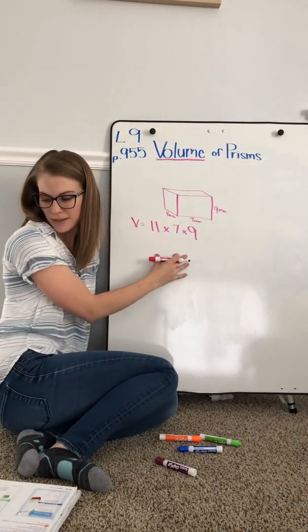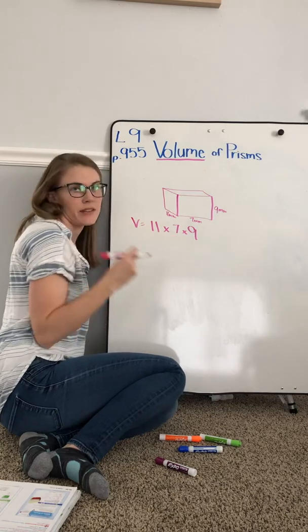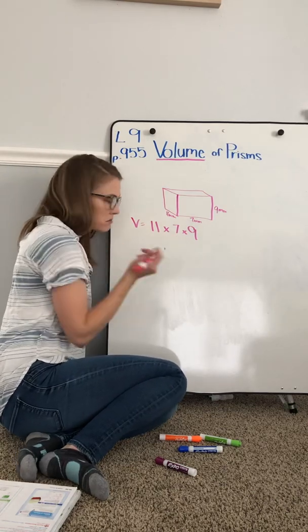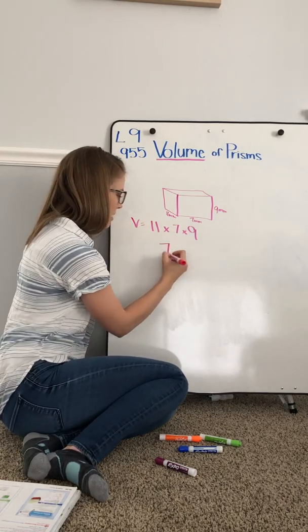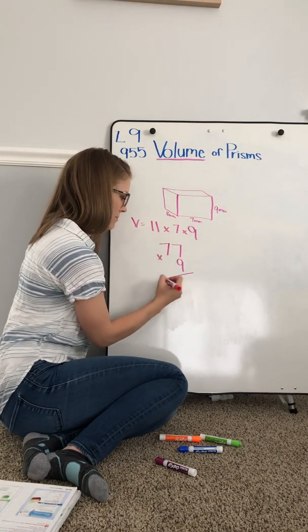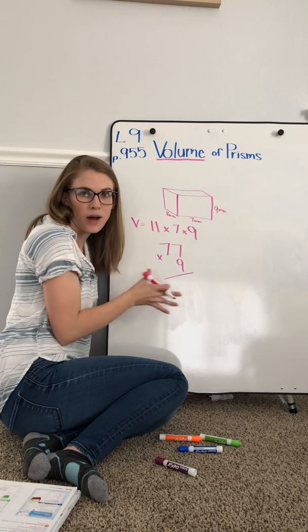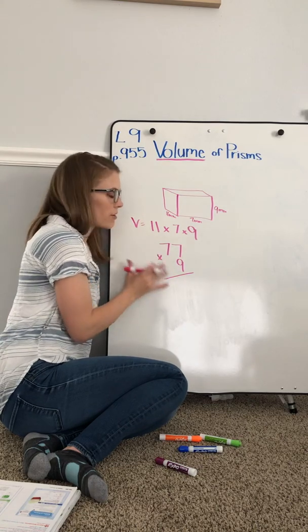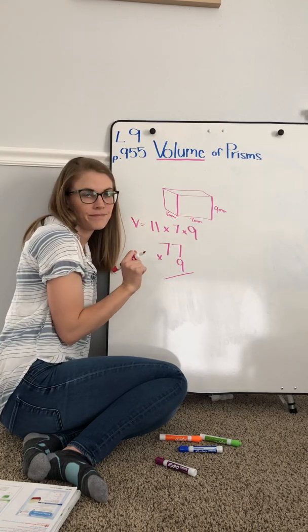Moving from here, I'm going to group the 11 and 7 because I know right there that's 77. And then I just have to multiply by the 9. Go ahead and solve this. Pause if you need to. Solve, and then come back.